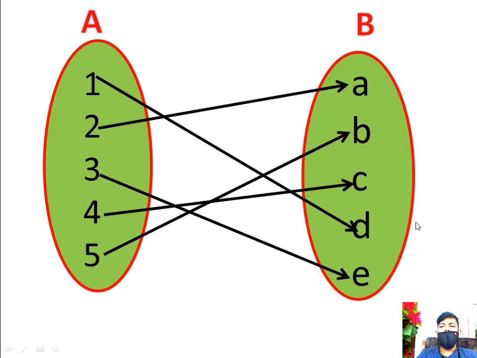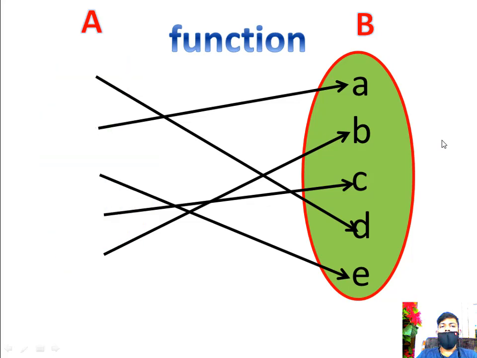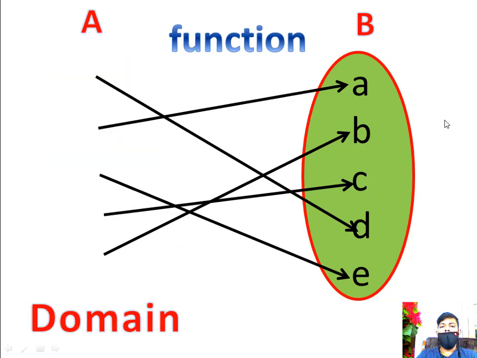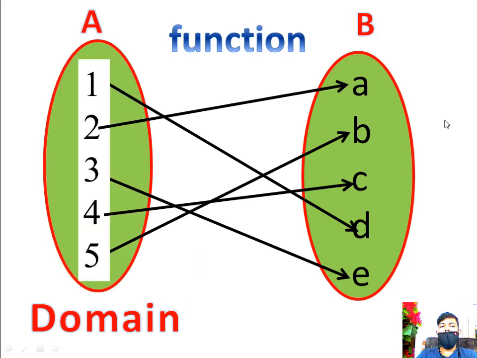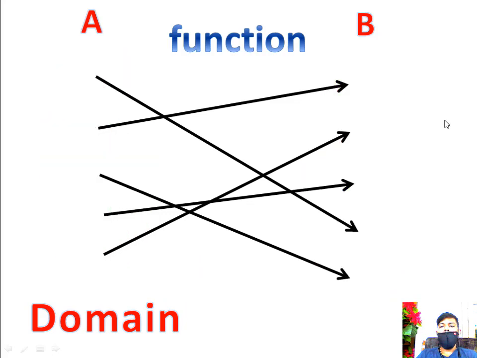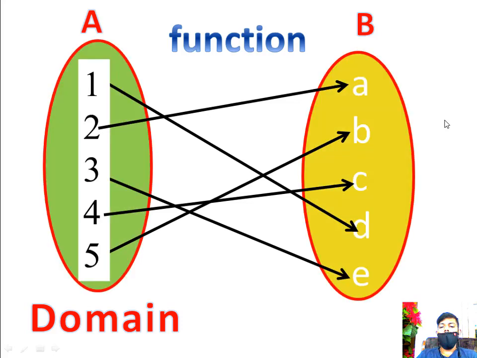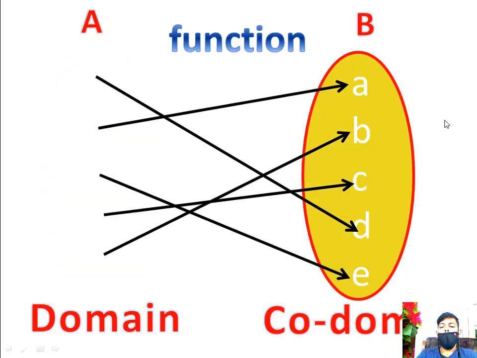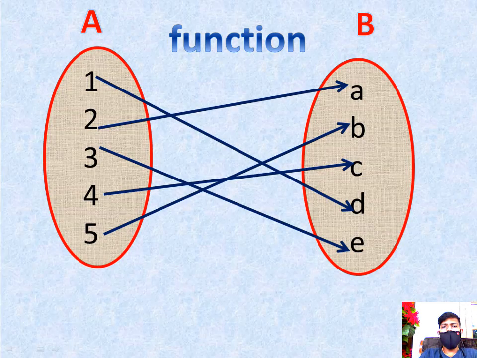By seeing this Venn diagram, obviously we can say it is a function. The elements of A, that is the elements 1, 2, 3, 4, 5, are called the domain. That is, the entire set of elements of A is called the domain, and the entire set of elements of B, that is A, B, C, D, E, is called the codomain. So this is an example of a function from A to B.